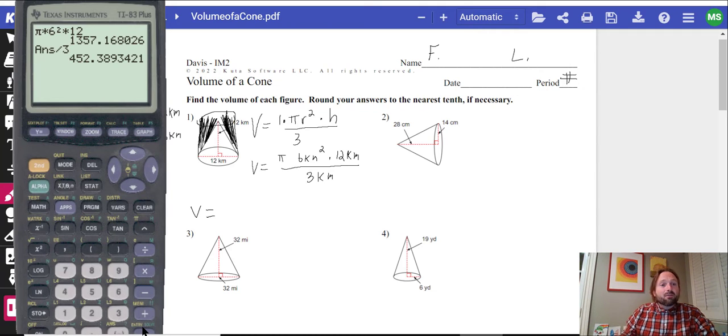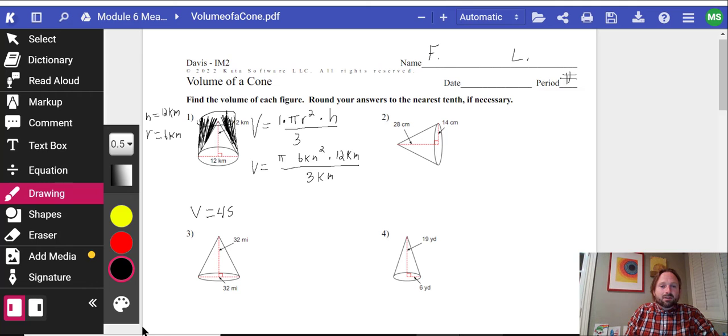It's going to be 452.39. Once again, that's 452.39. But it's not kilometers. What are we counting? Not measurements, kilometers, no, not squares, square kilometers, but cubes, little boxes.